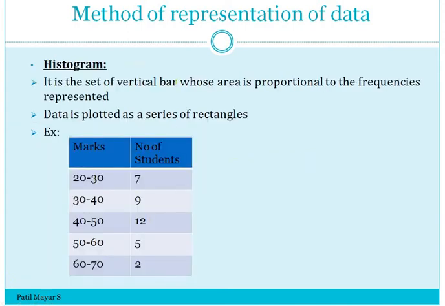We will see the first, the histogram. So what is a histogram? It is a set of vertical bars whose area is proportional to the frequencies represented. And the second thing is that data is plotted as a series of rectangles. I will draw one histogram here.